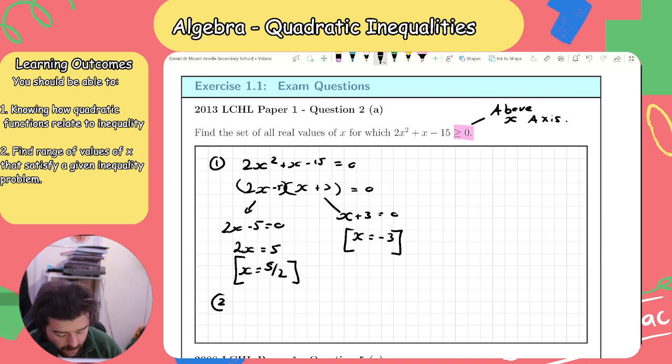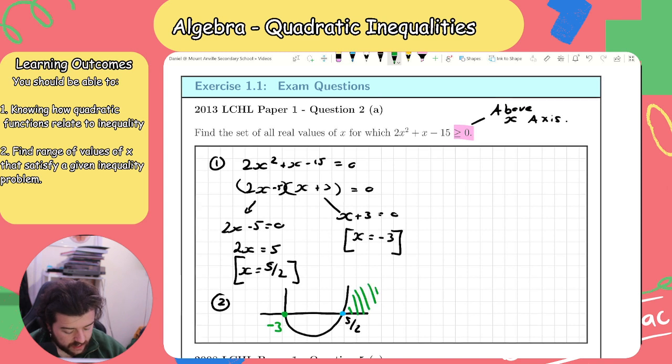So next step, I sketch it. There's my quadratic. Minus 3 is the smaller of the two, so that is my leftmost one here. 5 over 2 is my biggest one, so it's going to be over here. I'm looking for the region that's above the x-axis, so I'm looking for this region and this region. And how do I get them regions? Well, x is going to be less than minus 3, and x is going to be greater than 5 over 2.